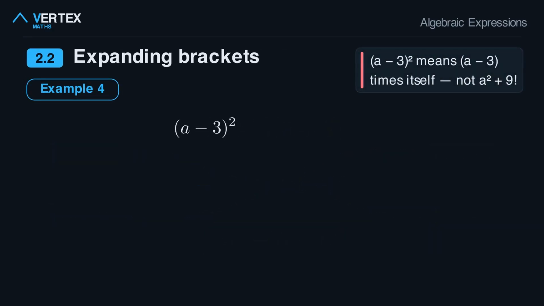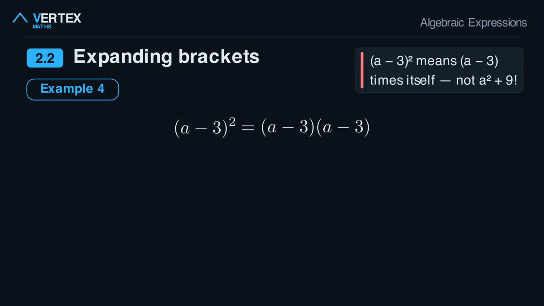Something squared means that the expression is multiplied by itself, not that each term is squared. Look at the warning. A minus 3 all squared is not a squared plus 9. This is a very common mistake. Write it out as a bracket times itself. Rewrite as a minus 3 times a minus 3.